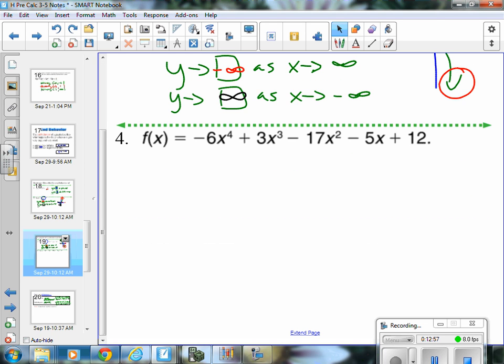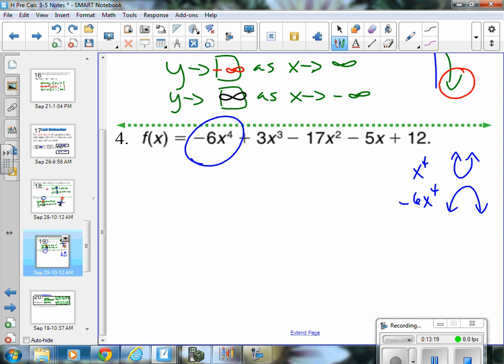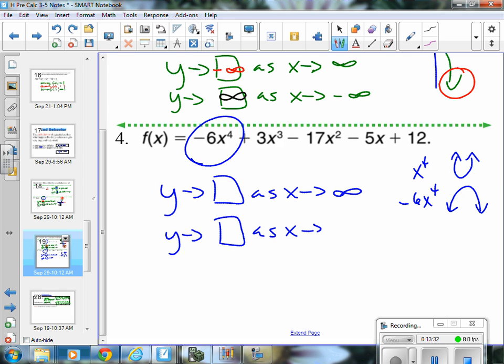All right, let's take a look at the last one and then see if we can come up with some rules for these polynomials. What's the degree of number 4? Well, biggest degree term is x to the 4th, and think about what does x to the 4th normally do? Regular x to the 4th normally does this. Okay, when we throw a -6 out front, that means what's going to happen? Well, that graph is going to flip over the x-axis, so it's going to be opening down. So I know what the ends of those graphs are going to do. So y approaches what as x approaches infinity? Y approaches what as x approaches -infinity?